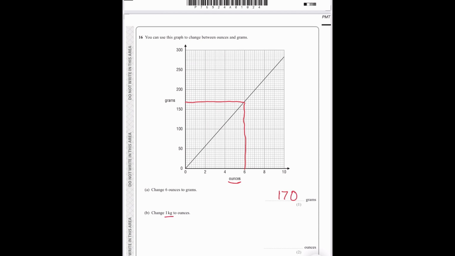Now change 1 kilogram to ounces. 1 kilogram isn't on here, it only goes up to 300. But if we do 250 grams, so if we take 250 grams here, that takes me down here. So 250 is 8 ounces. So if we times that by 4, we times this by 4, and that gives me 32 ounces.